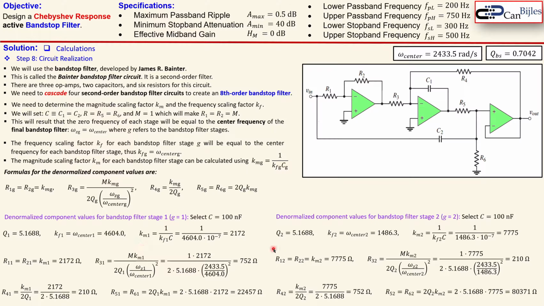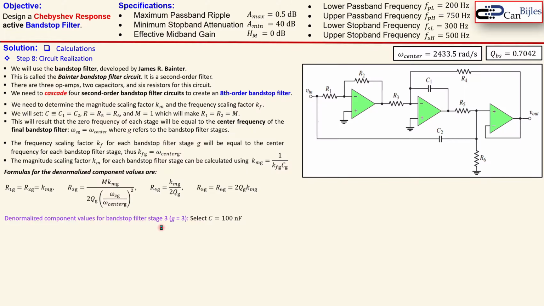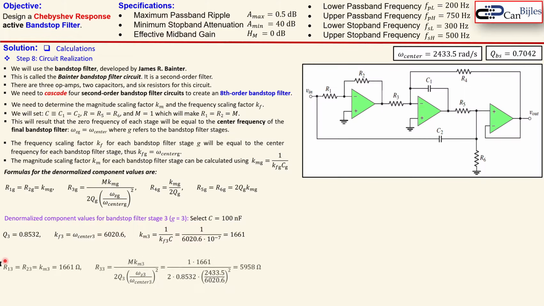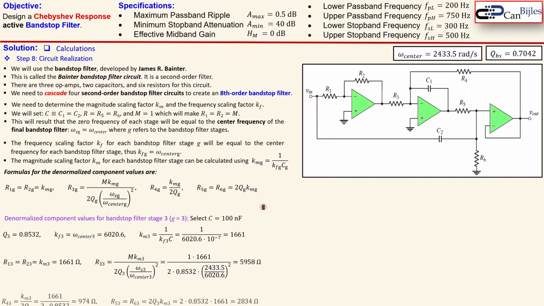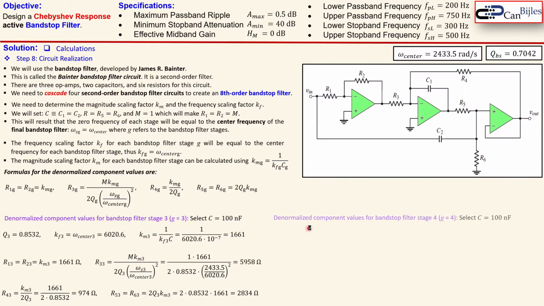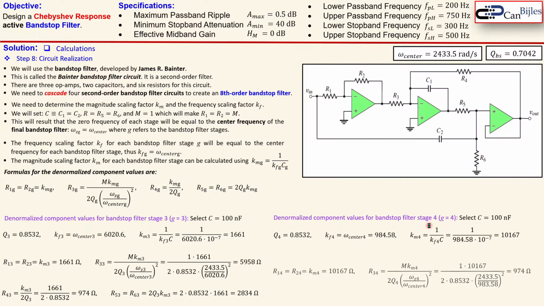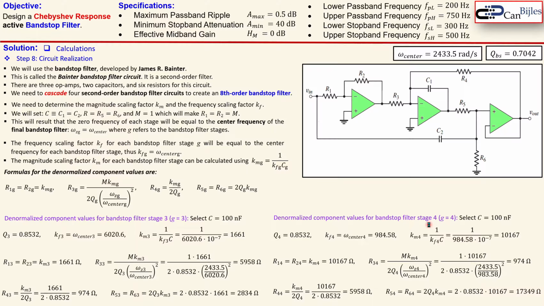Exact same procedures as before. I go now to stage 3. The procedure is now pretty straightforward. You again take the quality factor, the frequency scaling factor and the magnitude scaling factor for this stage, and use the formulas given here. You calculate R1, R2, R3, R4, R5 and R6. Also for stage 4, it is a similar case. So those are the values we have.